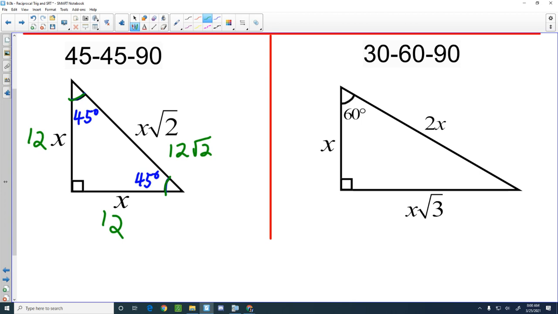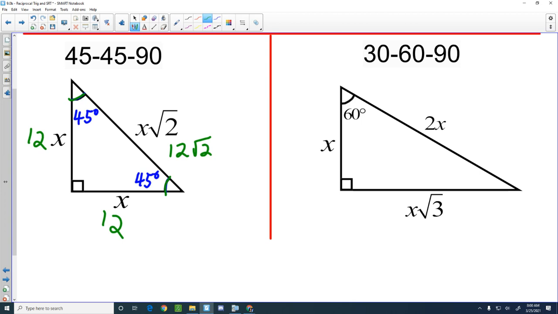Is 12 root 2 going to be bigger than just 12? If I did multiply this out, 12 times the square root of 2, would I get a number bigger than 12? For sure, because the square root of 2 is a decimal, but it's more than 1, right? And so it is going to make the 12 a little bit bigger. And that goes along with the hypotenuse having to be the longest side on a triangle.